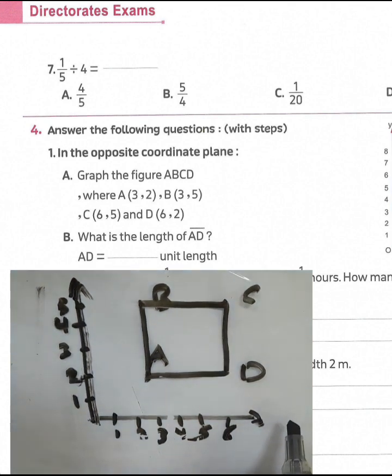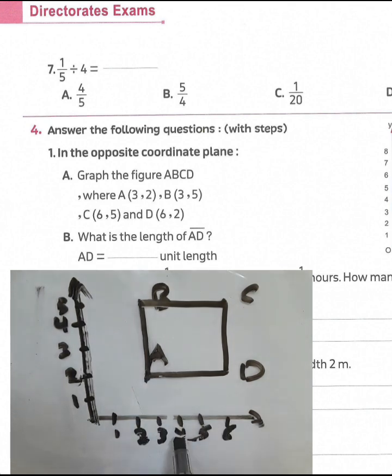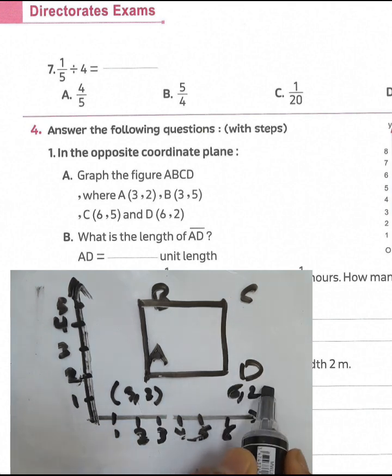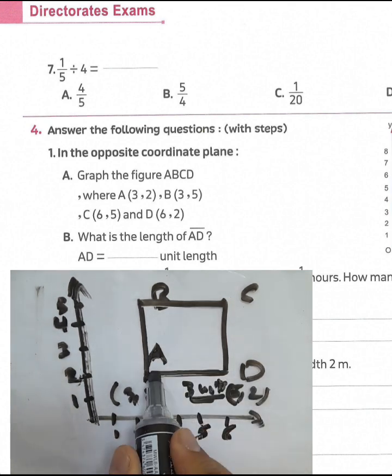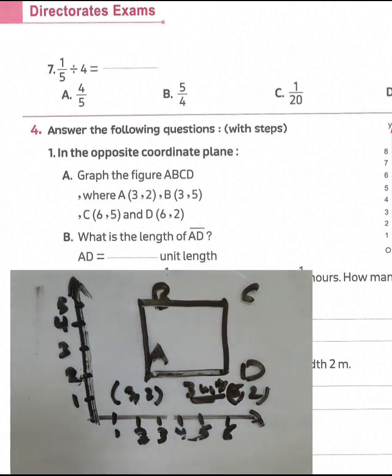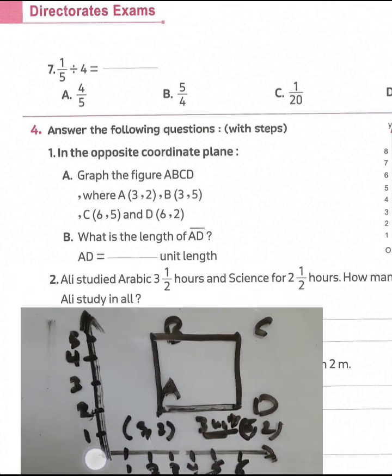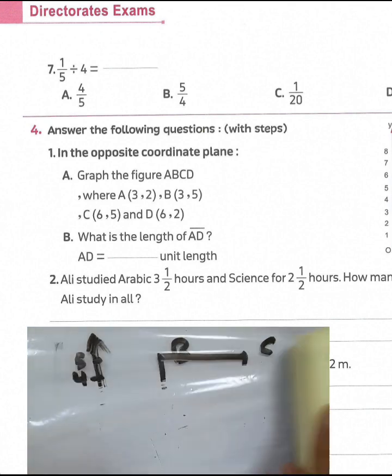Okay, you want to find the length of AD. Count from A to D. We have 3 to 6, then we have 3 units, because the point A was 3 and 2, and point D was 6 and 2. The distance between them is 3 units. We have 3 units here. Okay, it's the result of this question.